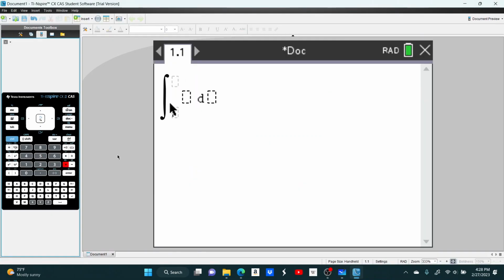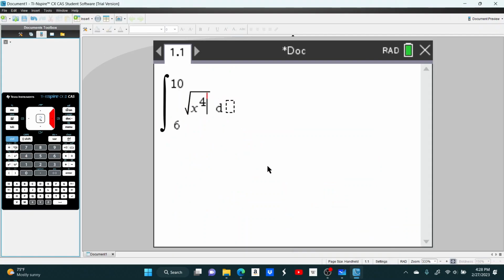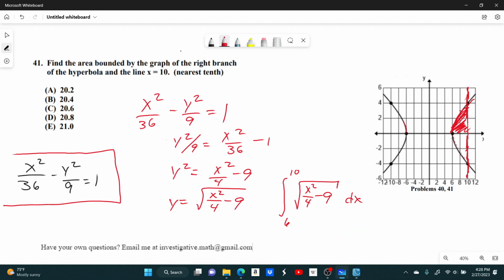I get that shift plus from 6 to 10 of the square root. Here, I'll type the square root. What is it again? I already forgot. x squared over 4 minus 9. There we go. x squared over 4 minus 9, and then dx, right? Doing that gives me just this area right here.